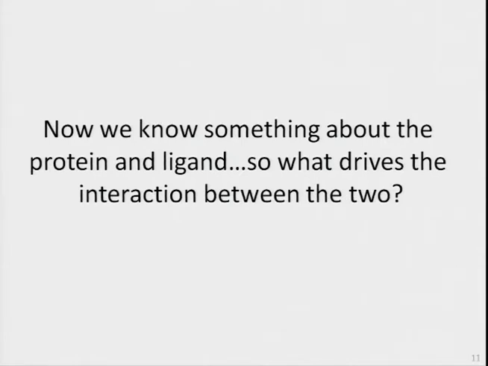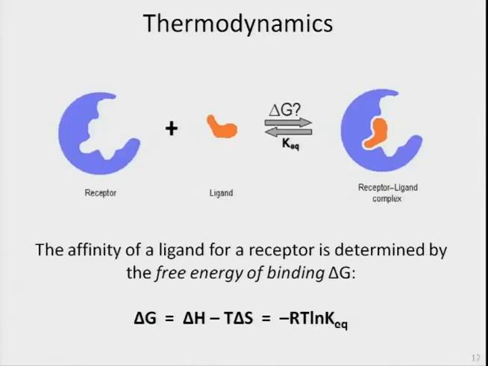Okay, so now we know something about the protein and the ligand. So what drives the interaction between the two? Well, you can take it all back to thermodynamics. This is basically the driving force for everything in the universe, including interactions between macromolecules and ligands. The affinity of the ligand for the receptor is determined by the free energy of binding, which is delta G.